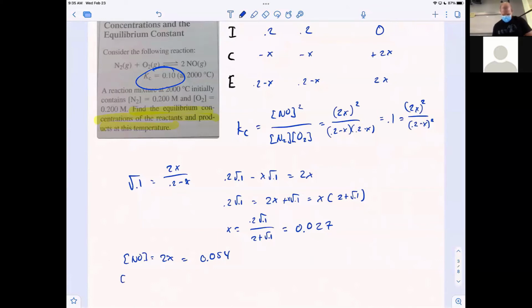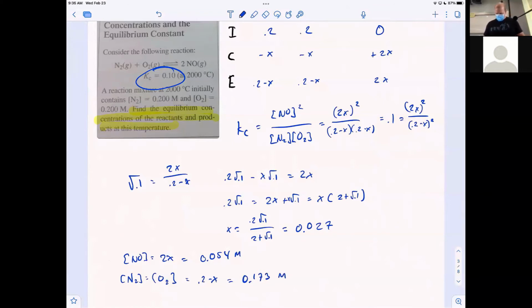Then the concentration of N2 equals the concentration of O2. Oops. Equals 0.2 minus x. That's where I was getting my 3, I suppose. And it's going to be 0.173 molar.